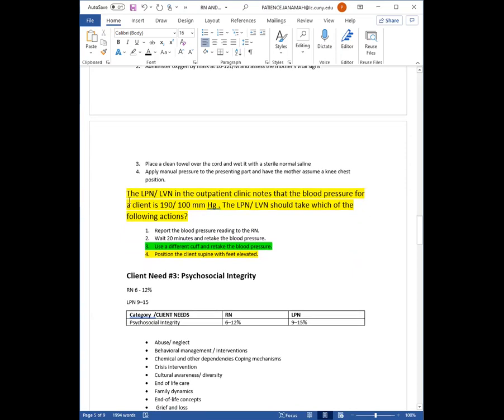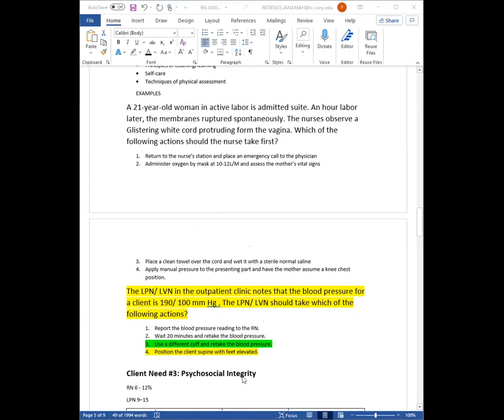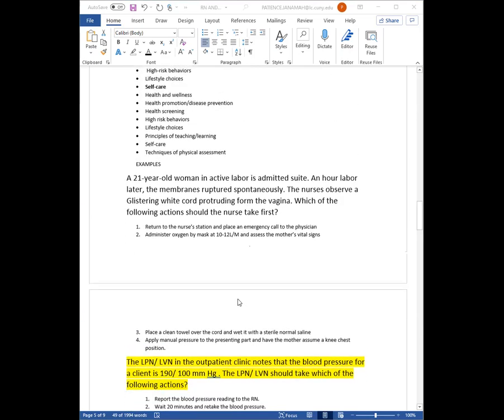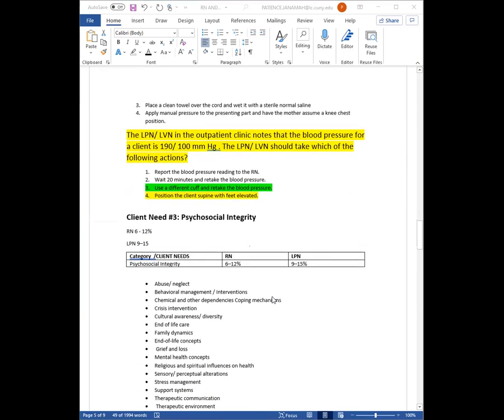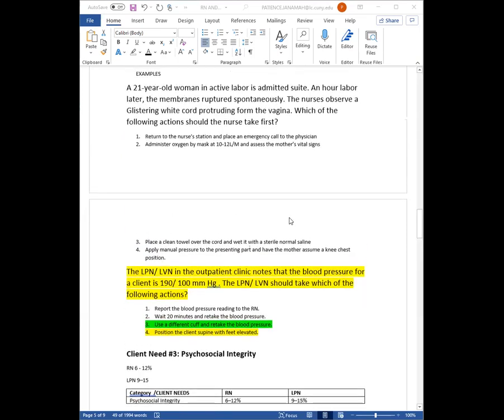So now this question, Emilia chose which, number 3 or number 4? You chose number 3? I chose 3, yes. So the LPN in the outpatient clinic knows that the blood pressure for, I have a chart. Number 3? I choose number 3. Yeah, so for the second question, okay, let me read it. So number 3 is not correct. Our answer is number 4.